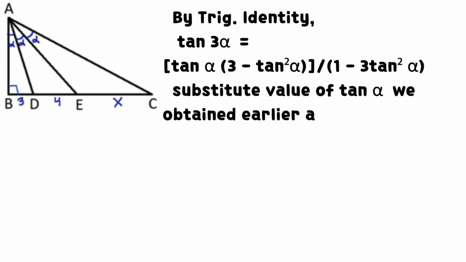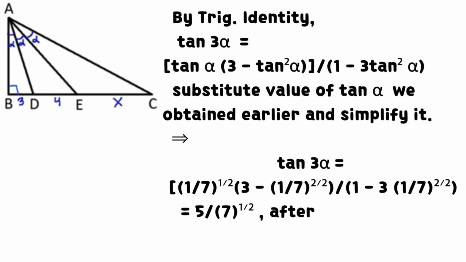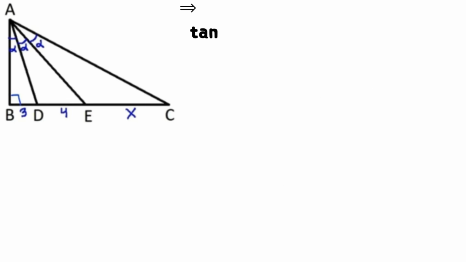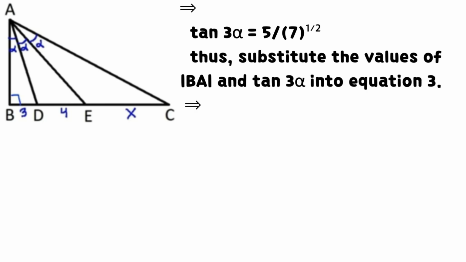By trigonometric identity, the equation for tan 3 times alpha is shown on the screen. Substitute the value of tan alpha we obtained earlier and simplify it. It implies that tan 3 times alpha equals 5 divided by square root of 7 after simplification. It signifies that tan 3 times alpha equals 5 divided by the square root of 7.